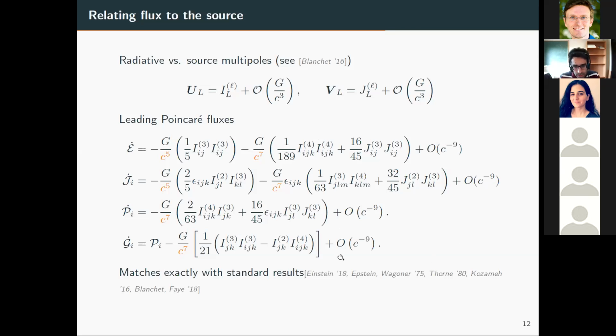And this result matches exactly with several different results in the literature obtained over the years by starting from Einstein. This is the Einstein quadrupole formula, the famous one. And then the other results were derived by Thorne and others later on. But it is very interesting that from this perspective, you can find all of them in a very coherent manner.